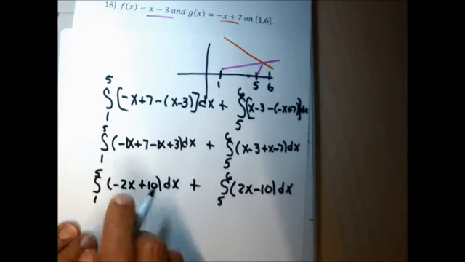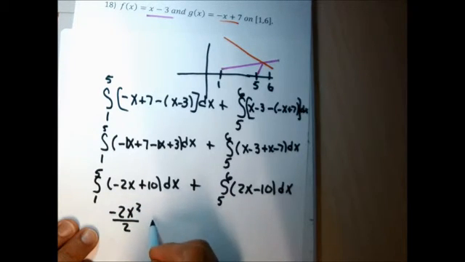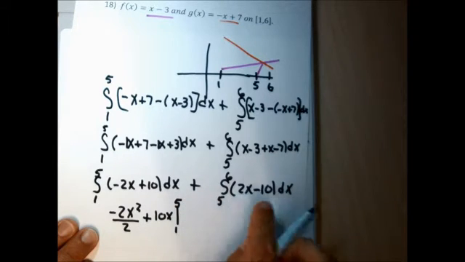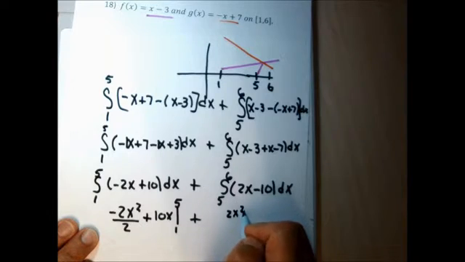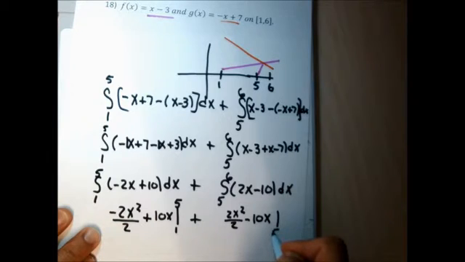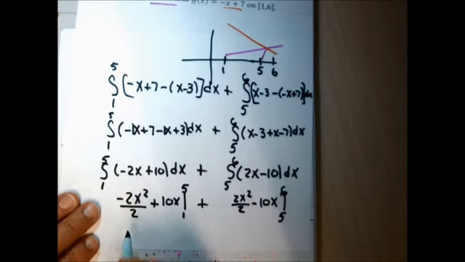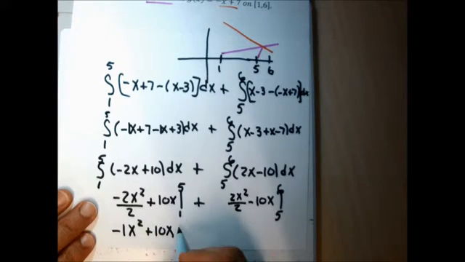I'm going to add 1 to the exponent, get negative 2x squared, divide by the new exponent, and then for the 10, its integral is 10x. These I have to evaluate from 1 to 5. This next one, when I integrate it, it's going to be 2x squared over 2 minus 10x, evaluated from 5 to 6. When I simplify this, you get a negative x squared. On my calculator, it's going to be well worth my time to leave that negative 1 in front of the x squared. It's going to keep me from messing up as much.